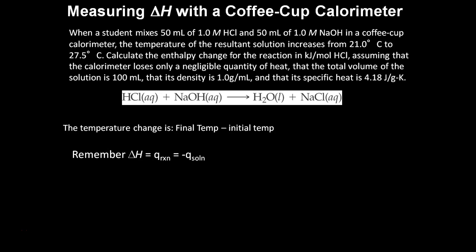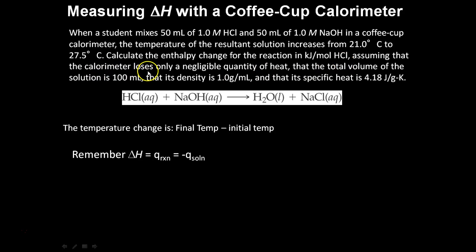So let's go ahead and look at what a question or a problem might look like for this type of concept. So if a student mixes 50 milliliters of a 1.0 molar hydrochloric acid and 50 milliliters of a 1.0 molar sodium hydroxide in a coffee cup calorimeter, the temperature of the resulting solution increases from 21 degrees Celsius to 27.5 degrees Celsius. Calculate the enthalpy change for the reaction in kilojoules per mole. Notice the units, that's important, of hydrochloric acid.